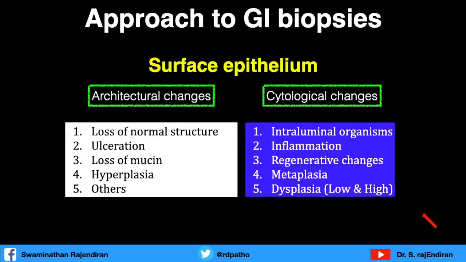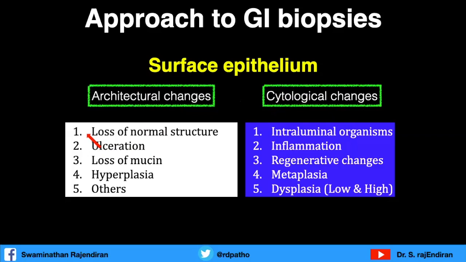Now, with that background knowledge, how to approach the GI biopsies? As I told you, we have to go layer by layer. Let us start with surface epithelium. In the surface epithelium, it is architecture and cytological atypia. Always remember these architectural changes and cytological changes in histopathology. Whereas in cytology, you see only cytological changes. That's why we are finding it difficult in cytology. Whereas in histopathology, it should be better because we see both architecture and cytology.